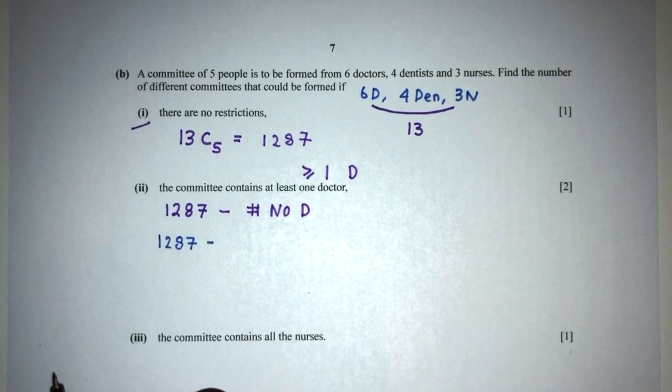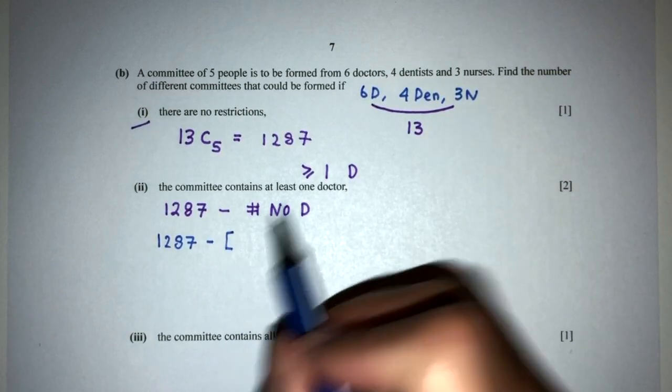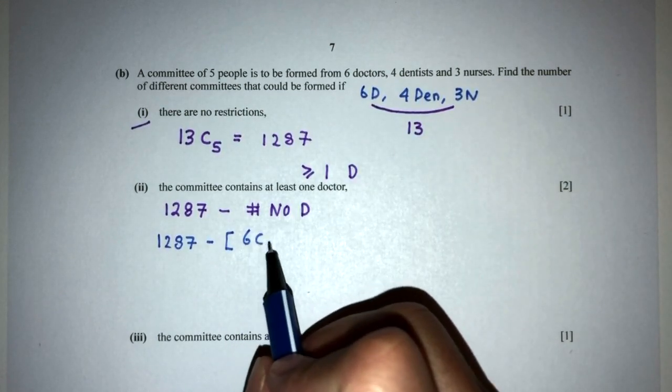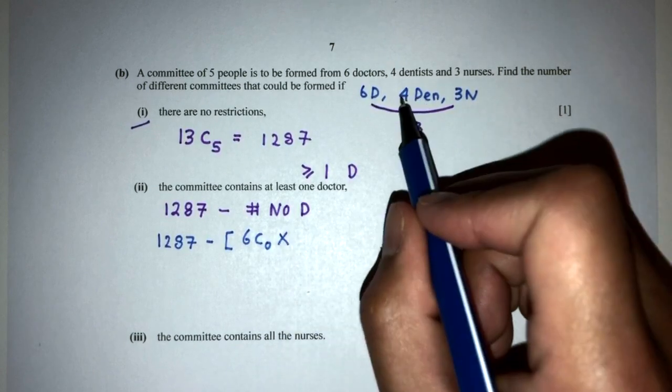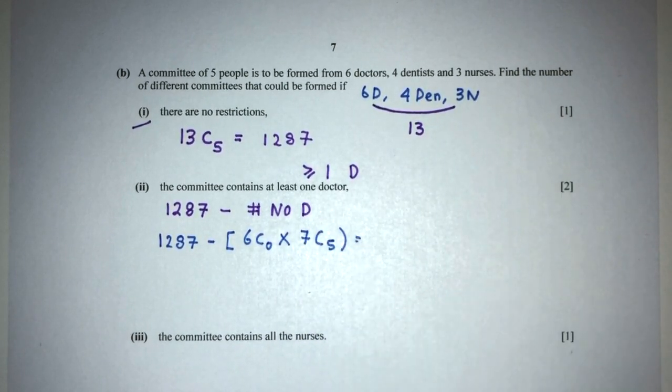Now, what is a selection with no doctor? Pretty easy. From the 6 doctors, we don't choose anyone, so choose 0, right? And from the rest, from the 7 people, we choose the remaining 5 people. That will be what?